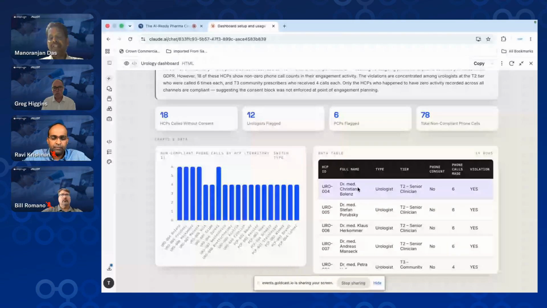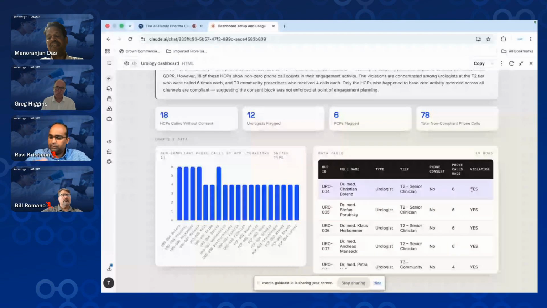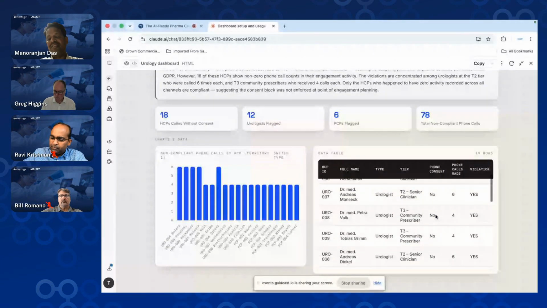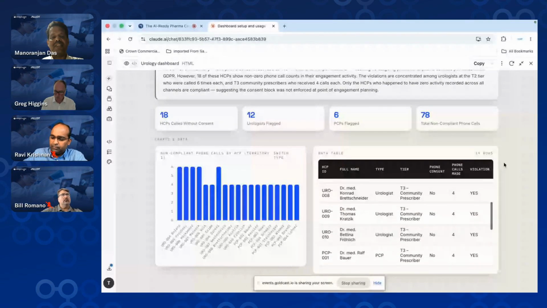This Dr. Christian, his phone consent is no, but we have made 6 calls. So is this a violation? Yes. This is how we are picking up all the compliance issues in the call quality. And how many urologists are flagged? 12 urologists. That means we are making a mistake, or we are violating the consent for 12 urologists.